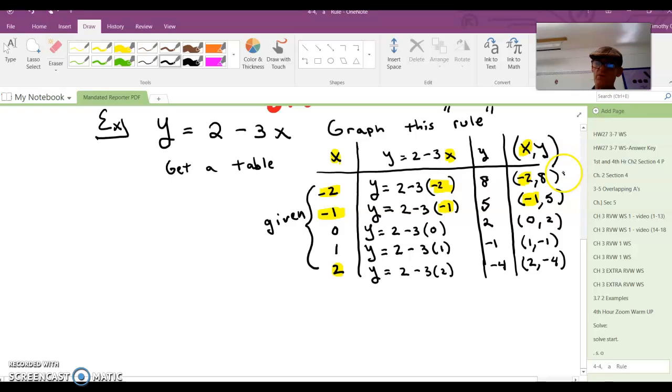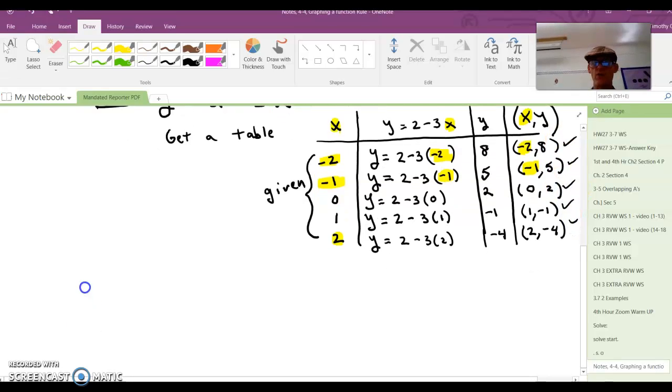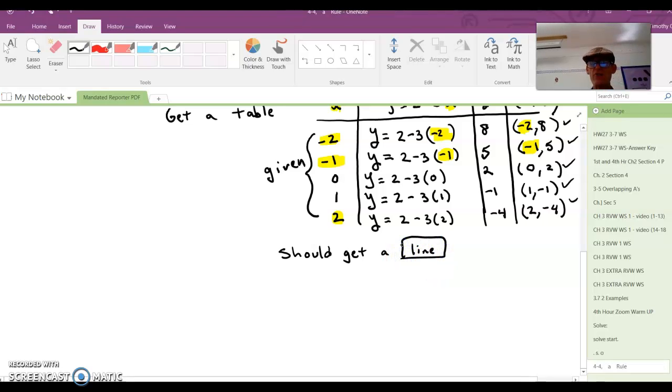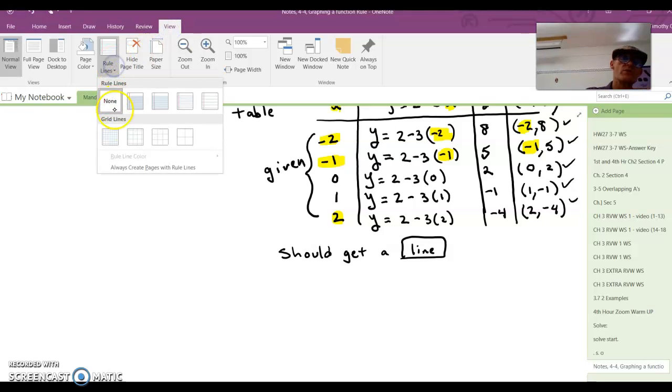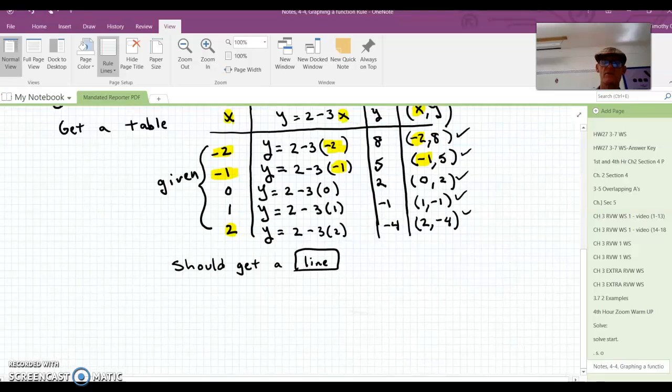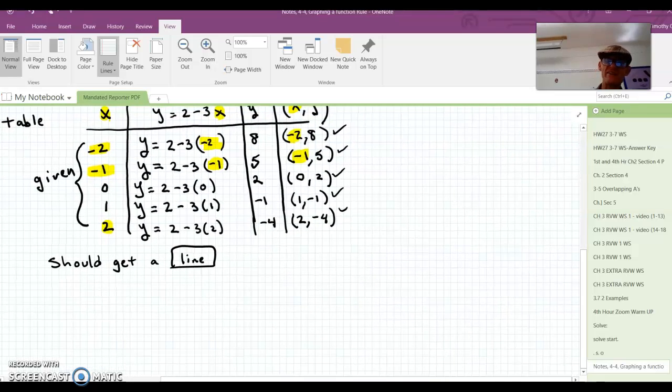We have 5 xy's, 1, 2, 3, 4, 5, that we have to put on a graph. Now these should make a line. You should get a line. Now you don't need graph paper, but it's really helpful. So if I put the grid on my paper like that, I can get a nice x and y axis.